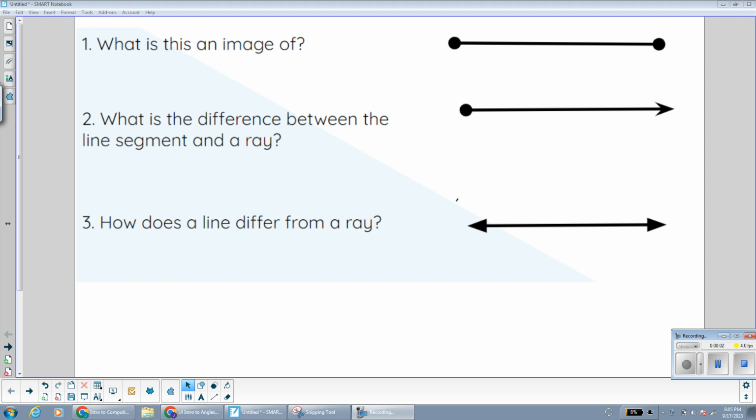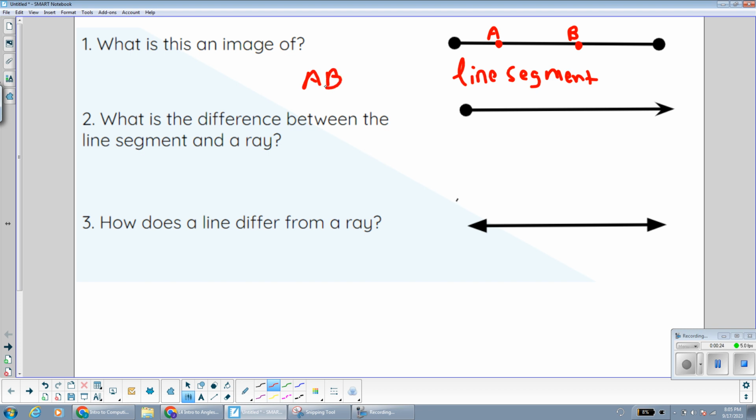In this video, we're going to talk about some of the basic terms in geometry. So in the top picture, we have two endpoints, and that tells us that we have a line segment here. We name a line segment by any 2 points that are on that line segment. So I could call this line segment AB.